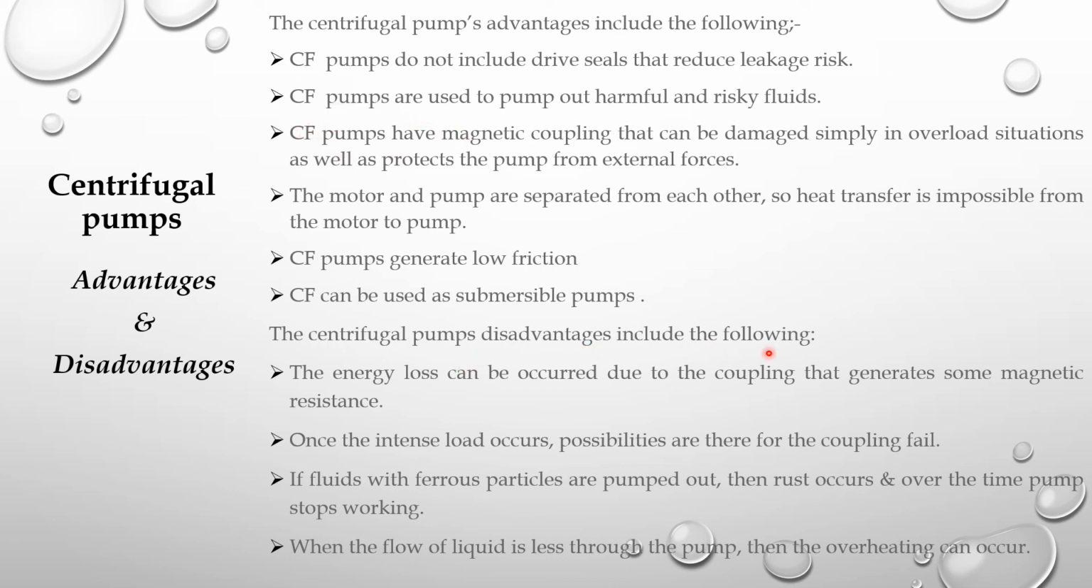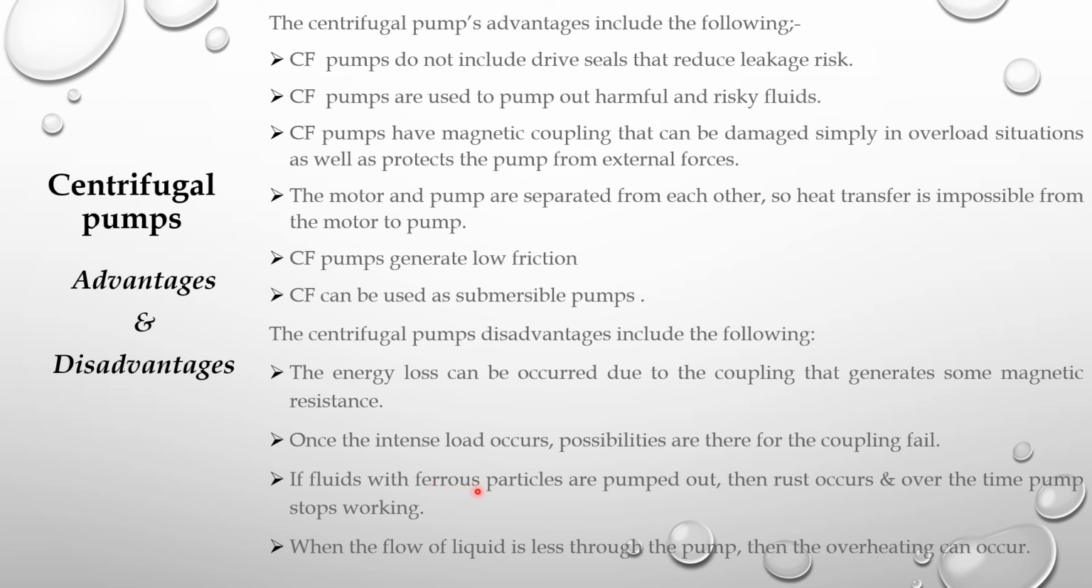The disadvantages of these pumps are that energy loss can occur due to the coupling, which generates some magnetic resistance. When an intense load occurs, there is a possibility of coupling failure. That is, if there is any damage in the pump load, it will affect the coupling. The coupling will fail first. If fluids with ferrous particles are pumped, rust occurs and over time the pump stops working.